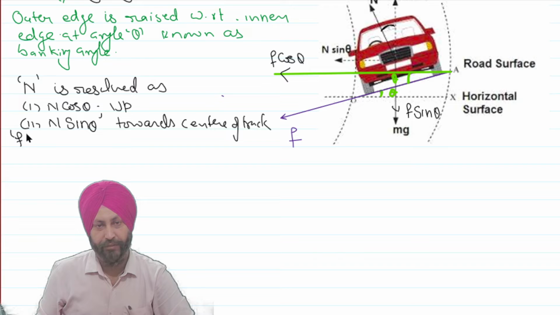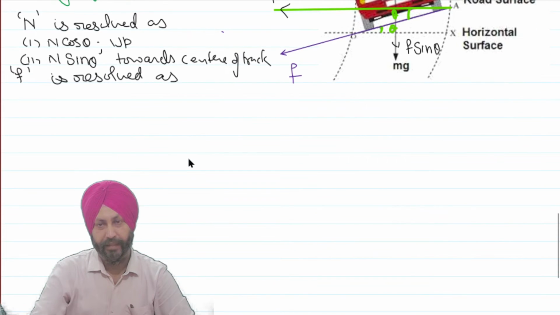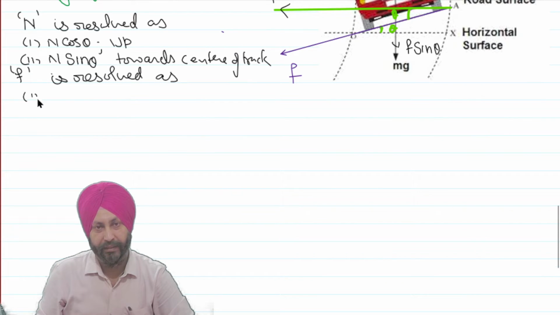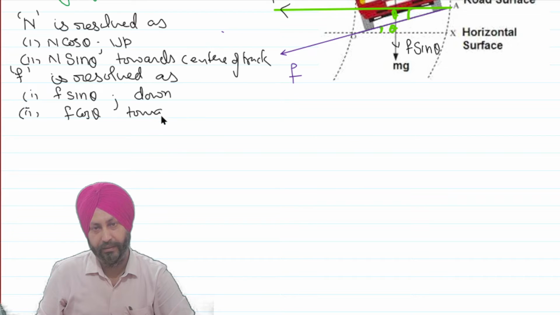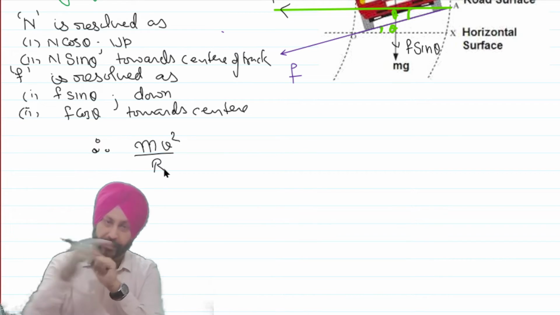Similarly, the friction force F is also resolved. How is it resolved? F sin theta is downward, and the second, F cos theta, is towards the center. Therefore centripetal force, sir, centripetal force you told us is mv square by r, and it is the force acting towards the center.